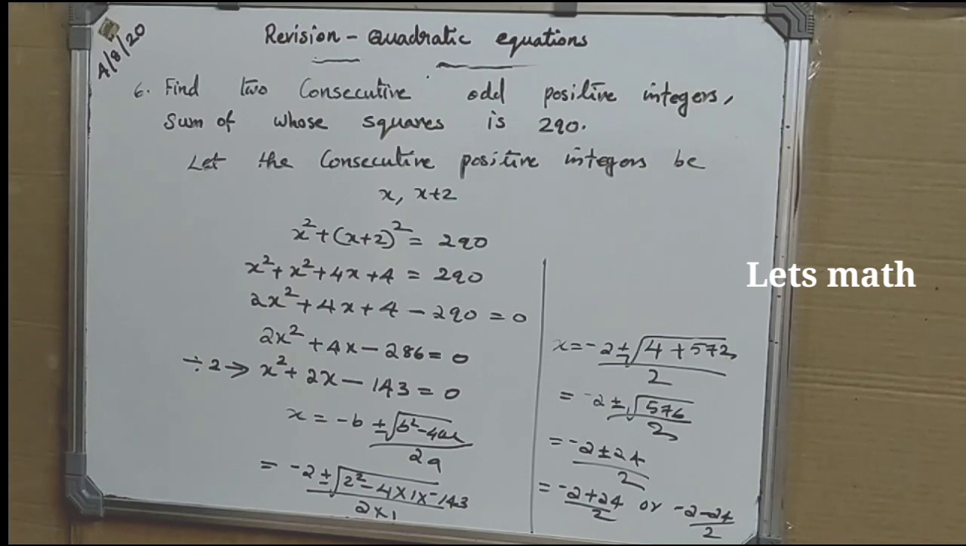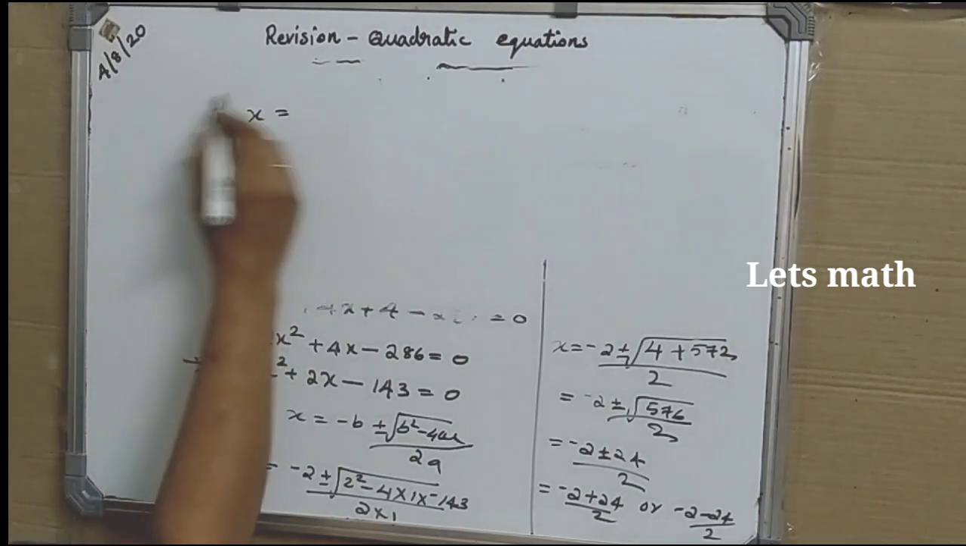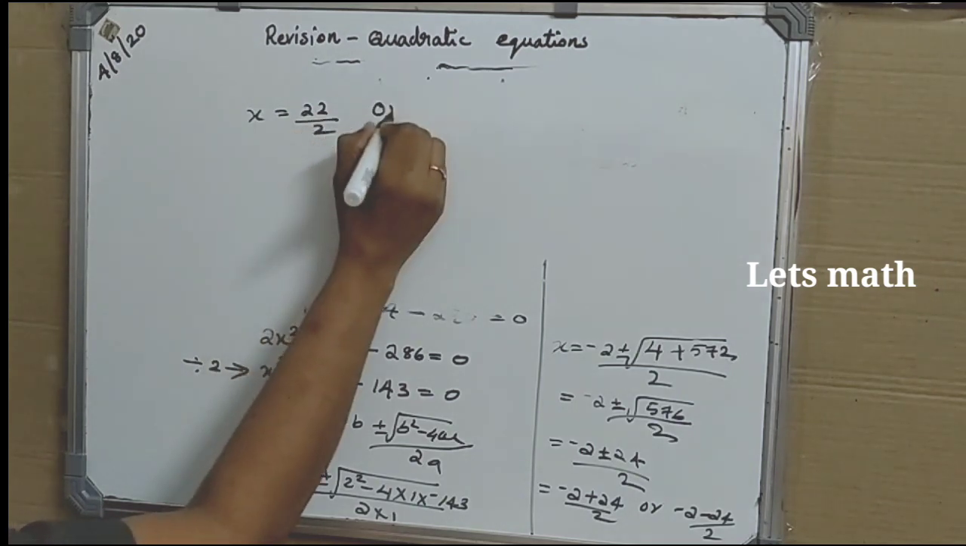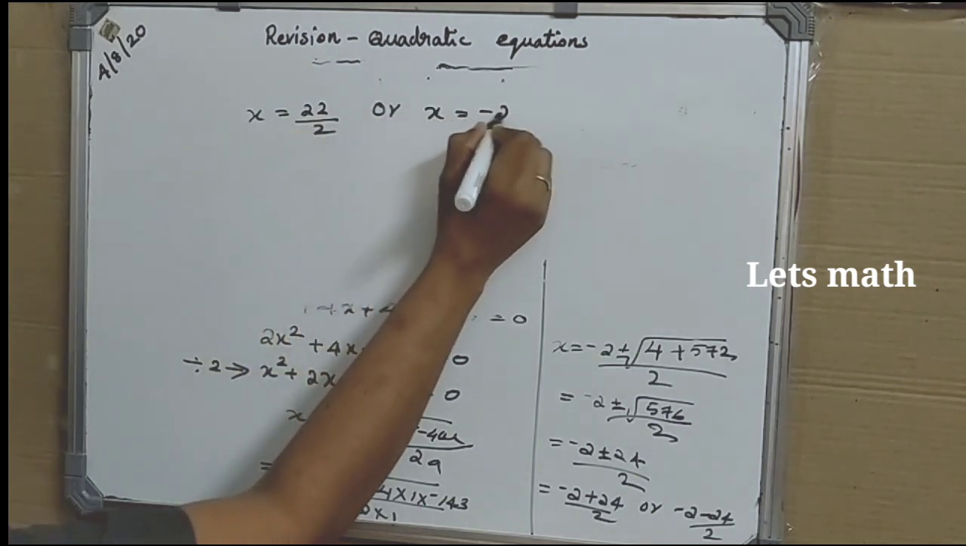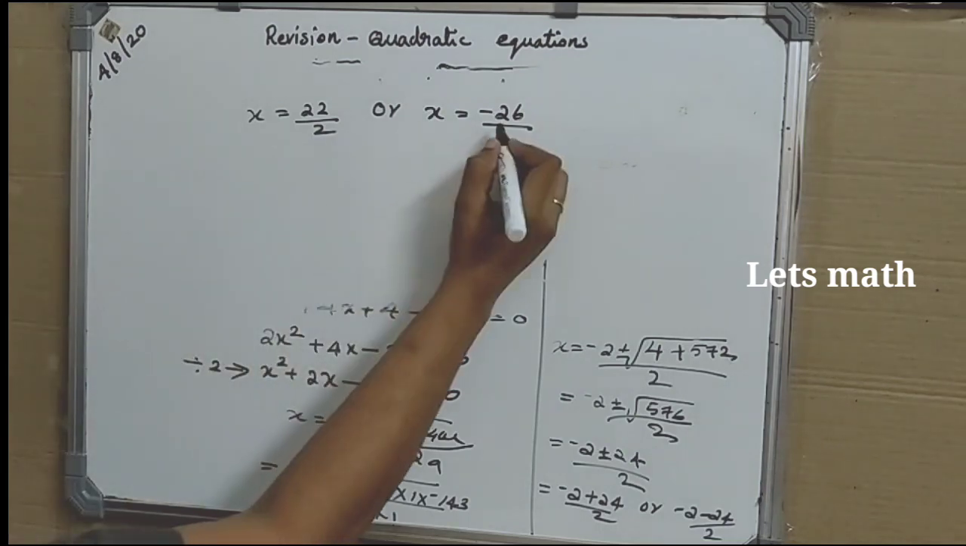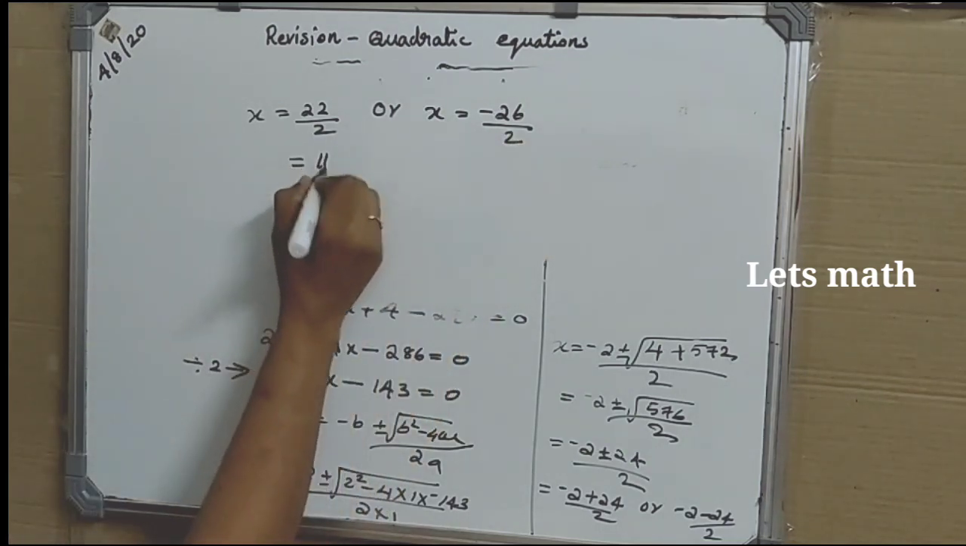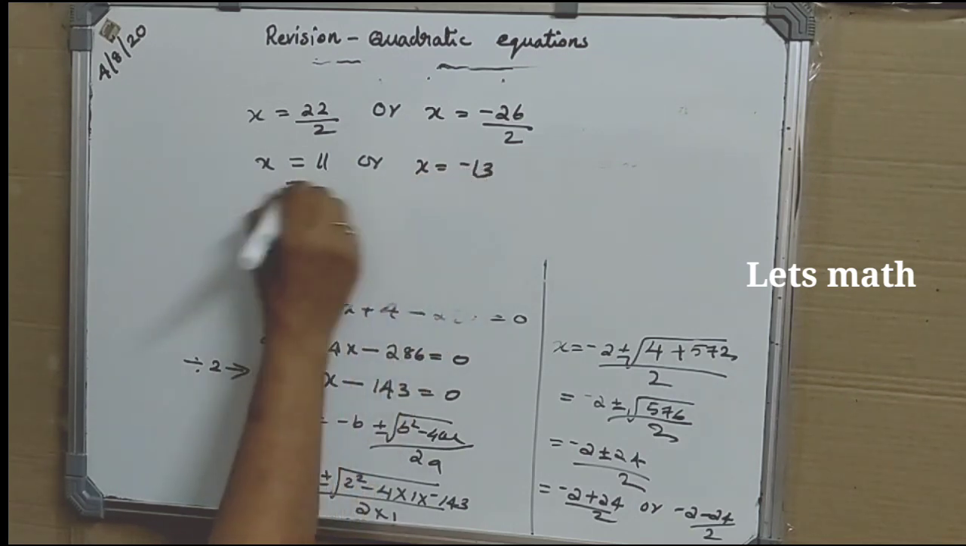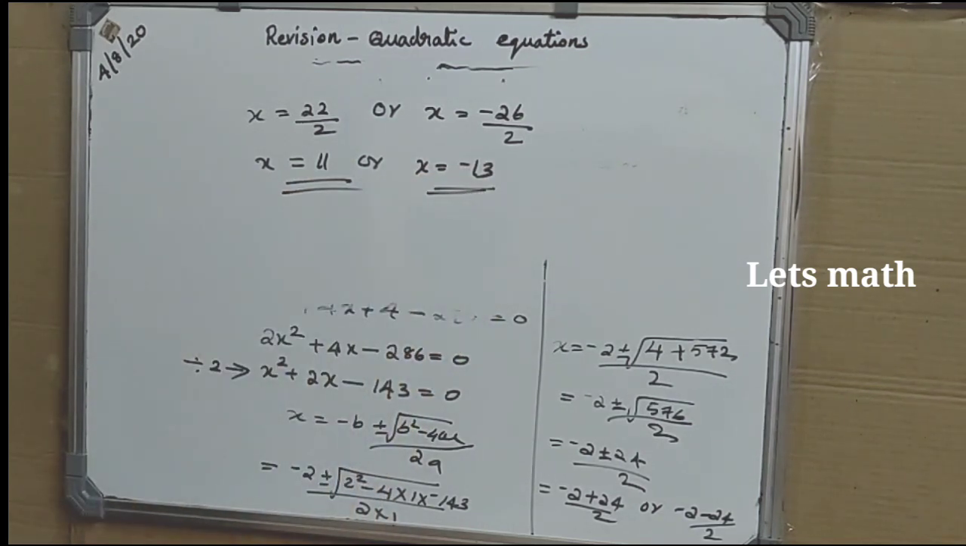So here we get negative 2 plus 24 is 22. So 22 divided by 2, or x equal to negative 26 by 2, that is x equal to 11 or x is equal to minus 13. So we get two different roots.